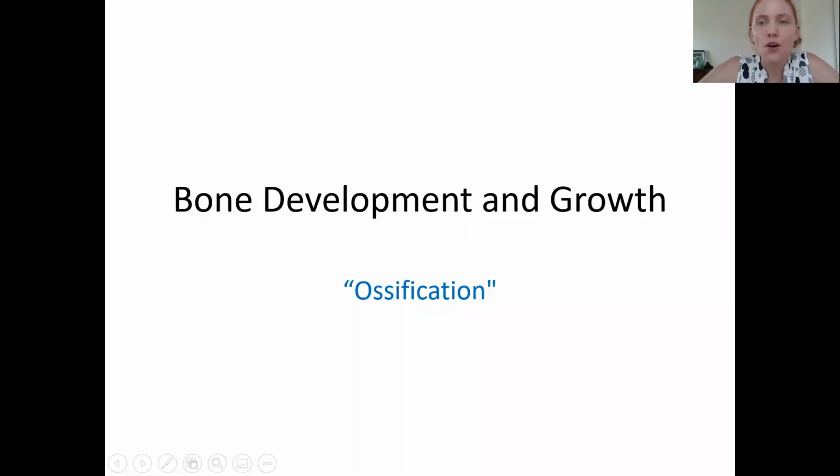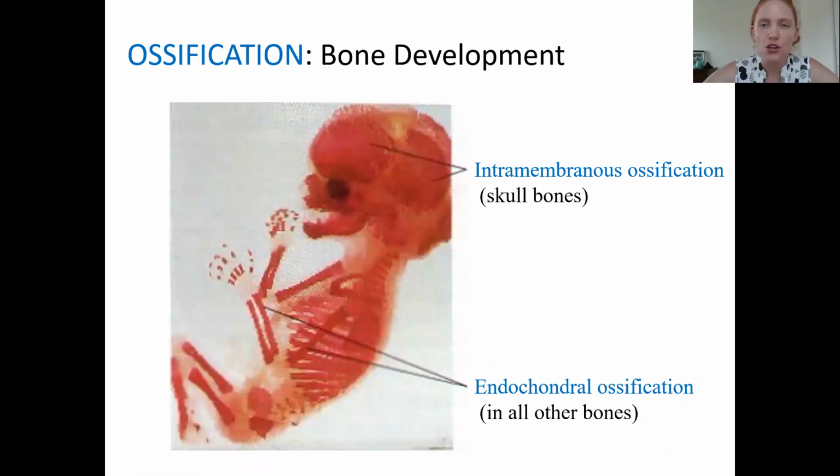Okay, we are now on the third and last little piece of the skeletal system overview lecture, and we're going to talk about growing some bone. Now, the fancy term for growing bone is ossification. So remember, os means bone. Ossification means making bone.